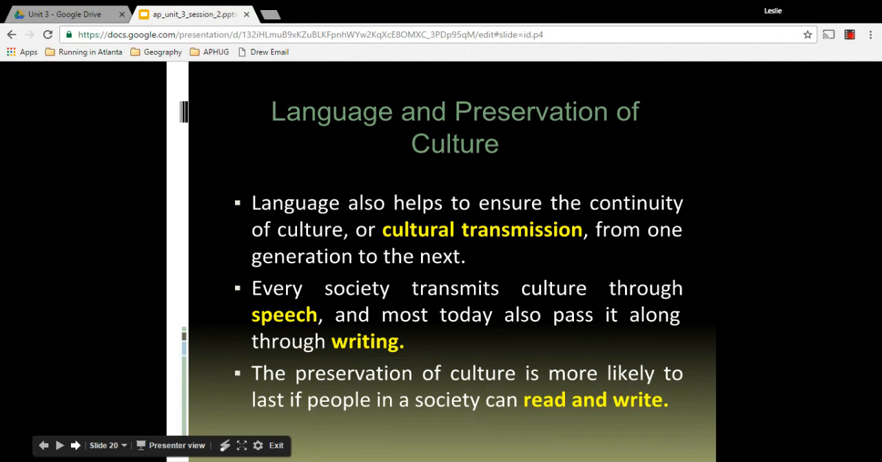The idea that the majority of people that live in a culture have the ability to read and write is a relatively modern one. The preservation of culture is more likely to last if people in a society can read and write. So as reading, writing, and literacy have become more common, the preservation of our culture, at least in terms of historical perspective, is going to mean that our culture may have a slightly longer lasting impact.